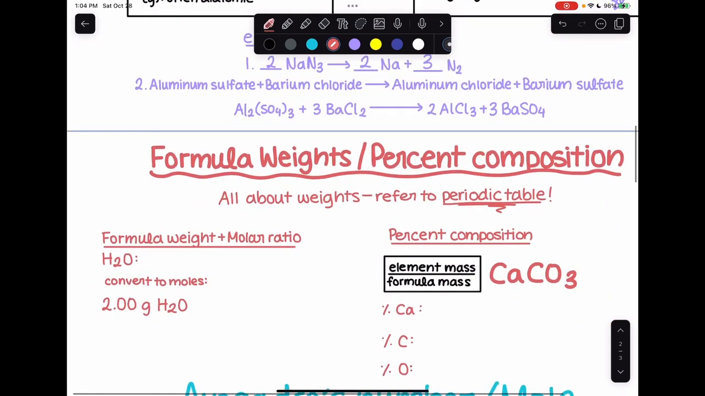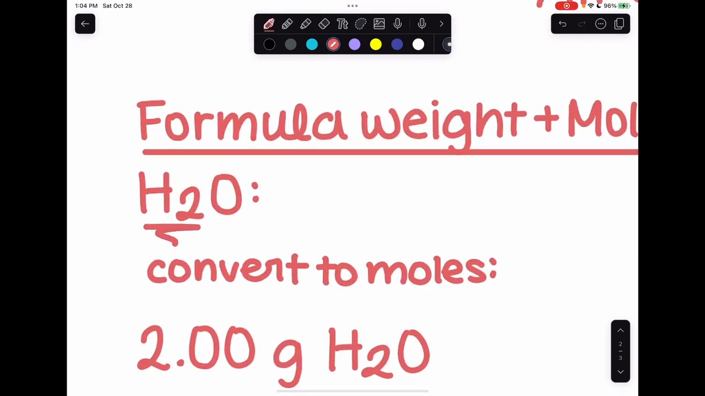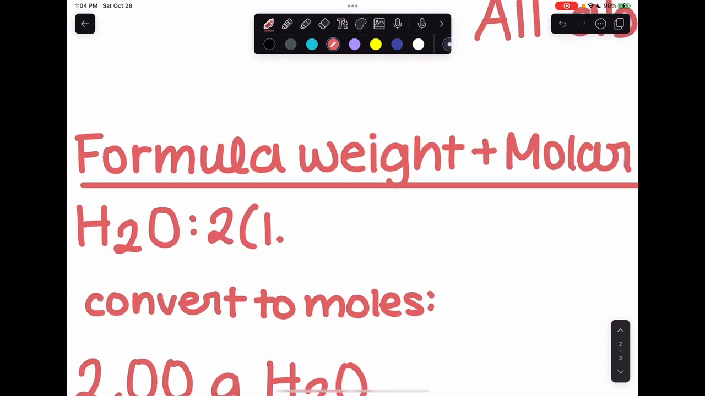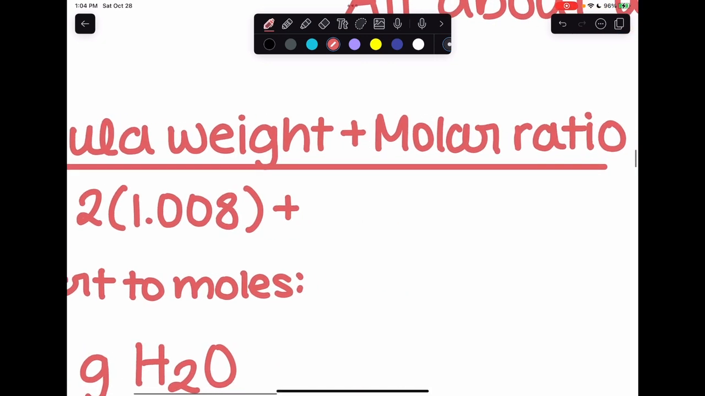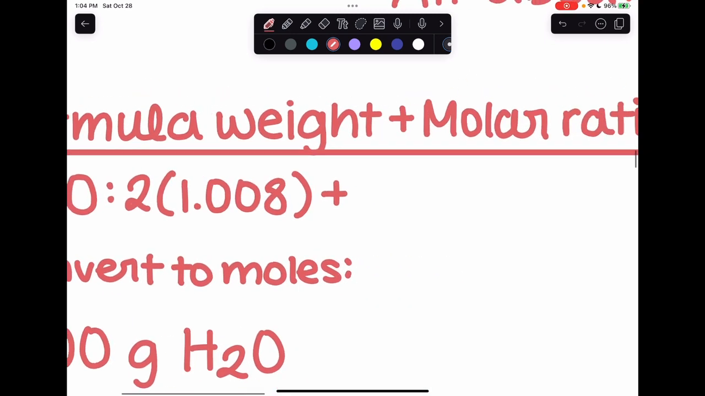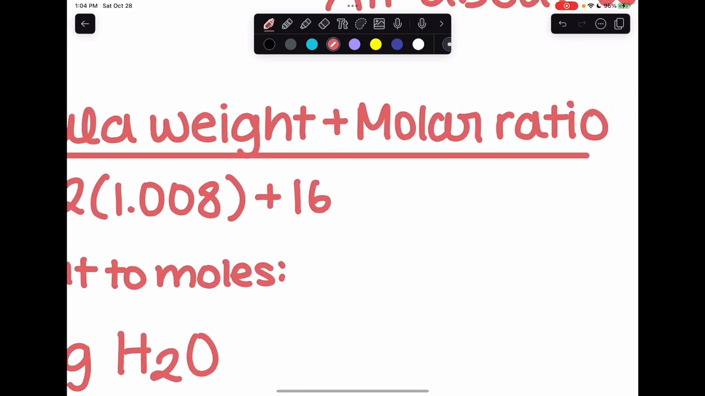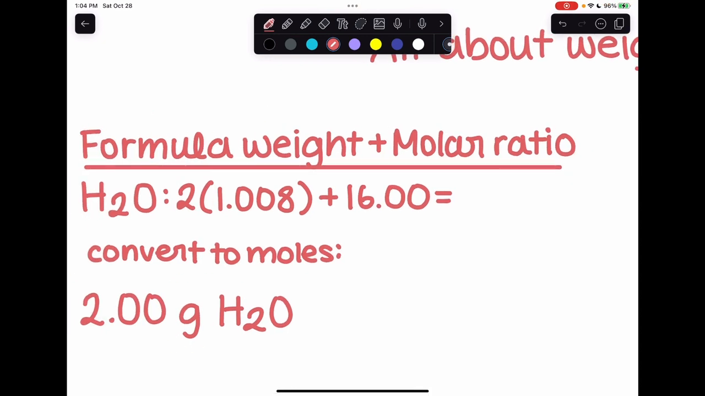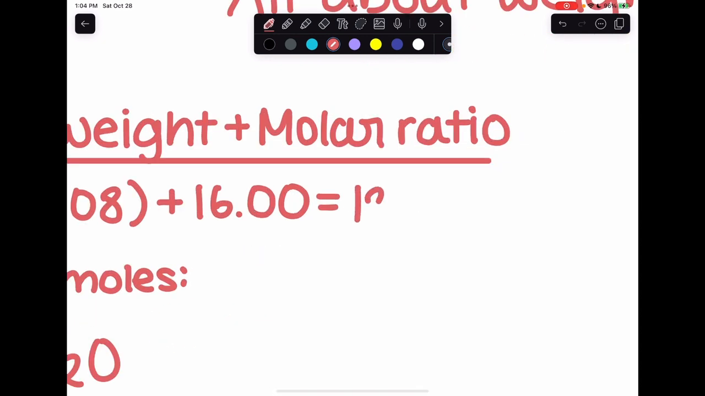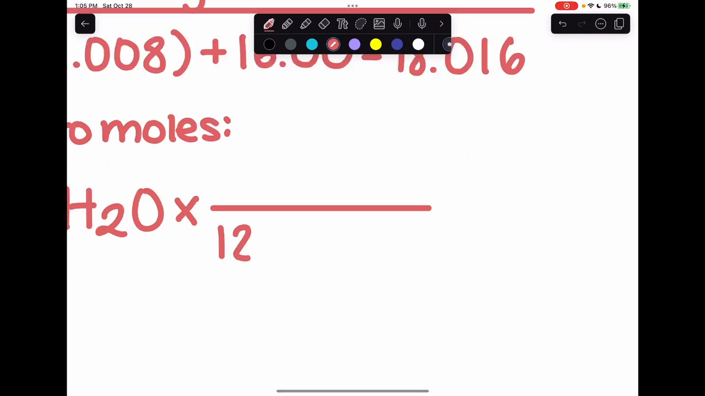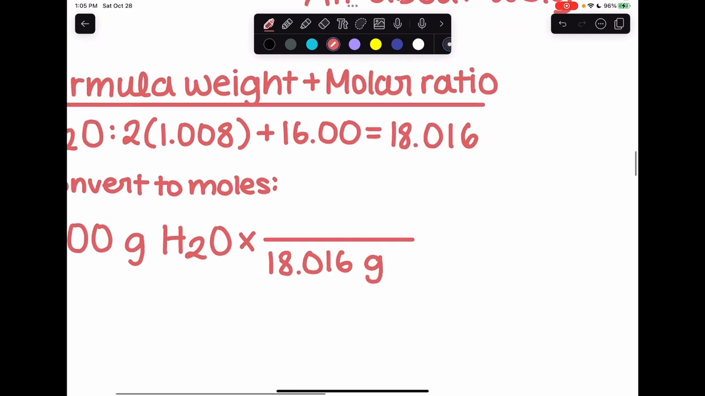So let's find the weight of water. We need 2 hydrogen weights and 1 oxygen weight. So we're going to get 2 times, what's the weight of hydrogen? If you look on the periodic table, it's 1.008. After doing them for a long time, you basically memorize them. And the weight of oxygen is 15.99, but people often use it as just 16.00. You often get something like 18.016. So 18.016 grams of H2O.